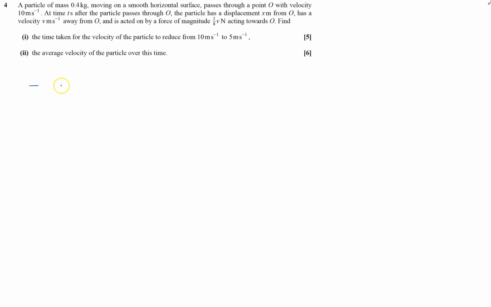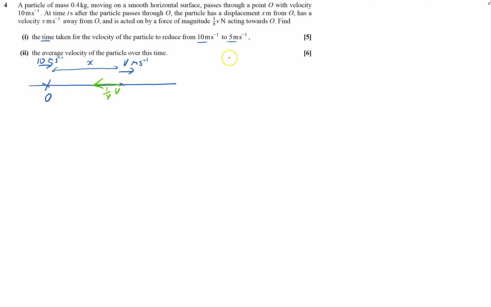So we've got a particle moving on a smooth horizontal surface, passes through O with a velocity of 10 meters per second. At time t, it's gone x meters. It's got a velocity of v meters per second, and it's got a force acting on it back towards O of 1/8 of v. Okay, now we've got to find the time taken for the velocity to go from 10 to 5.